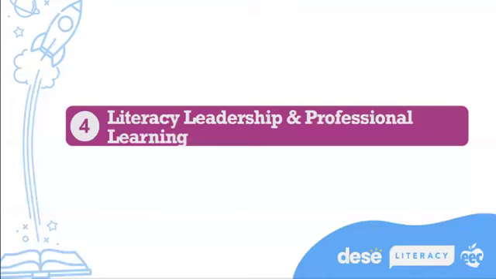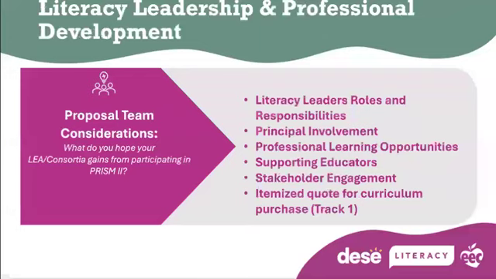Now let's move on to Part C, literacy, leadership, and professional development. Part C has 4 questions. If you're applying as a consortium, address each participating LEA in each response. Your proposal should include as much clarity and detail as possible, and include relevant data when applicable. First, let's talk about literacy leadership.